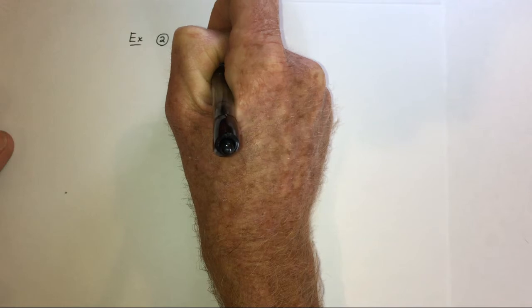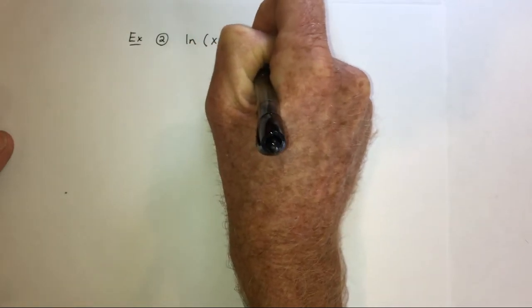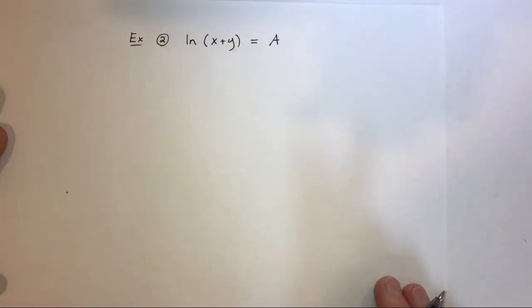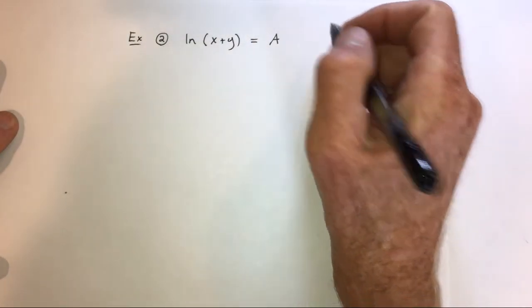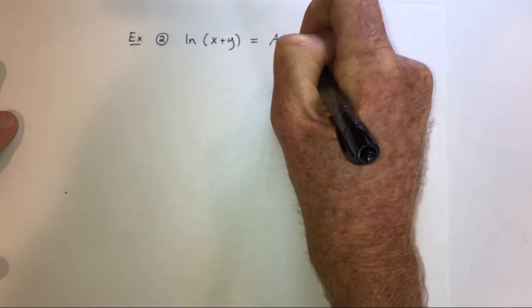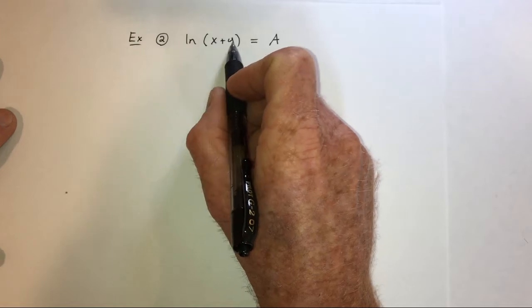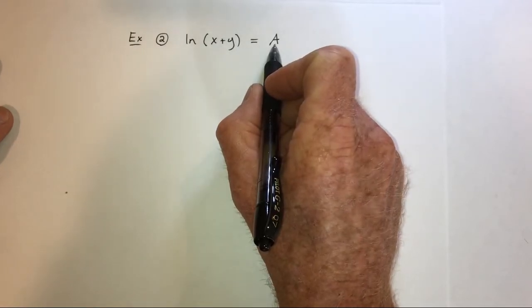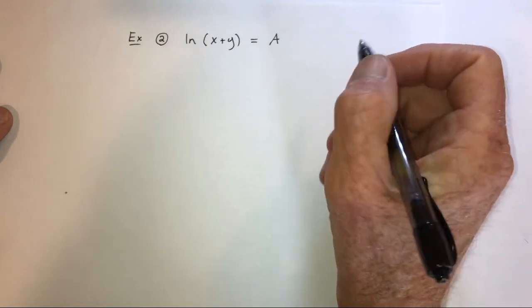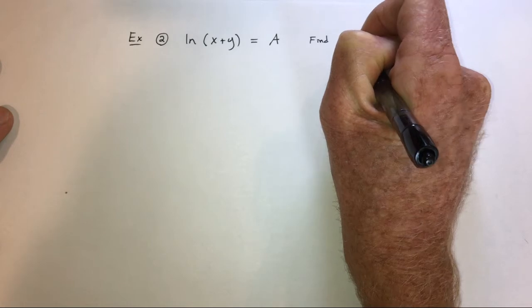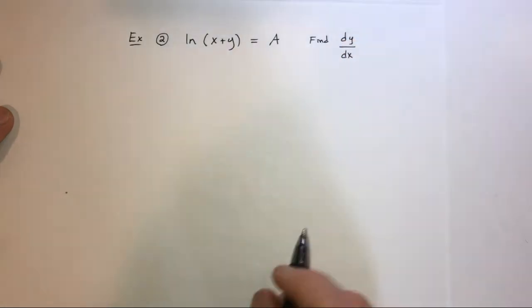So for example number 2, how about it's natural log of x plus y equals an a. This a right here is a function. So this is a function of x, a function of y, and this is also a function of x and y, although we don't know what it is, but it's a function. And then find the derivative, more specifically find dy dx.